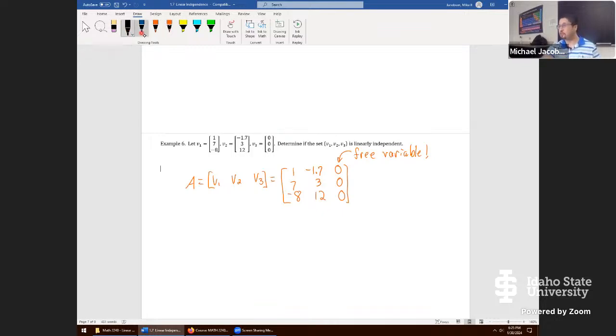So for this problem, you can write out your whole conclusion by saying, let me get the right color. I'm trying to do green for dependence, blue for independence. AX equals a zero vector. This zero vector here is not referring to this one. This zero vector lives inside the matrix A, which means there's automatically a free variable. So AX equals 0 has a free variable. This automatically implies the set of vectors v1, v2, v3 is linearly dependent.